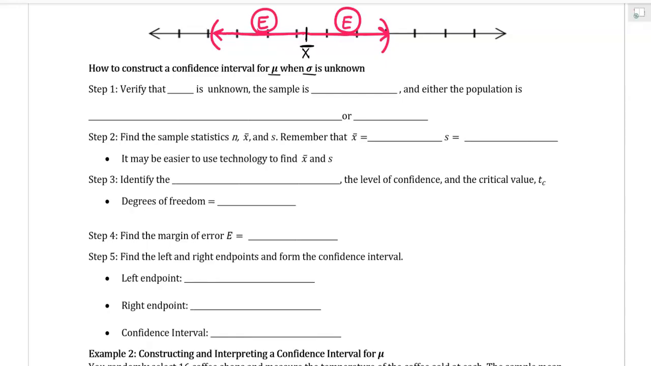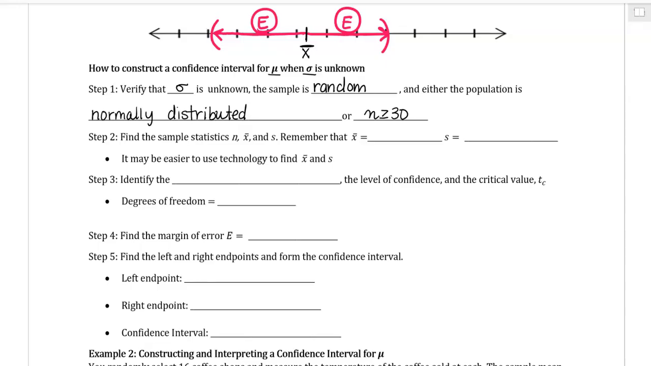So to start off, we still need to verify that we do not know our population standard deviation, else we would be in the previous lesson, that the sample is random, that the population is either normally distributed, or that the sample size is greater than or equal to 30. We still need one of those two conditions to be true, because this is still based off of the central limit theorem. Remember, it was the central limit theorem that told us that the means of the means are normally distributed.